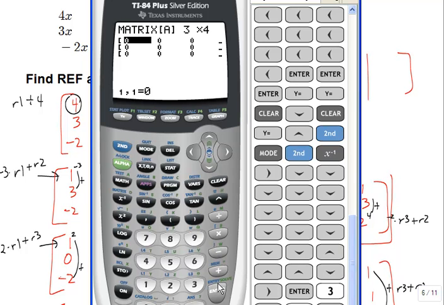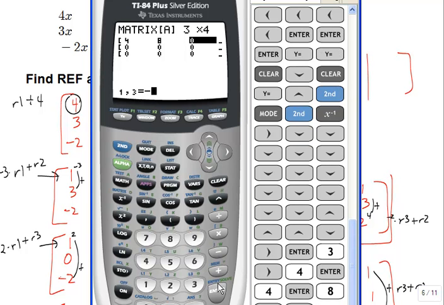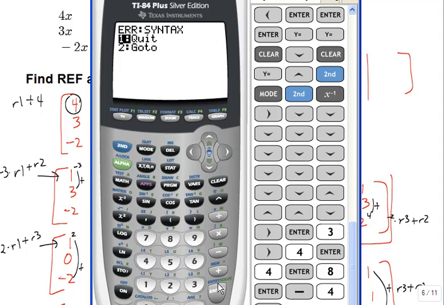And now what we need to do is type in what our numbers are. And this comes straight from the system. So our first row was 4, hit enter, then 8, hit enter, negative 4, hit enter, and then 4. Whoops, I must have clicked on something wrong.